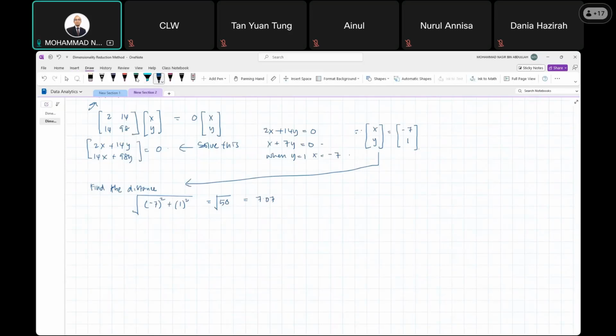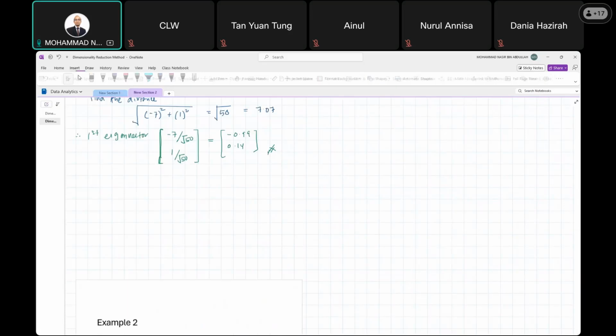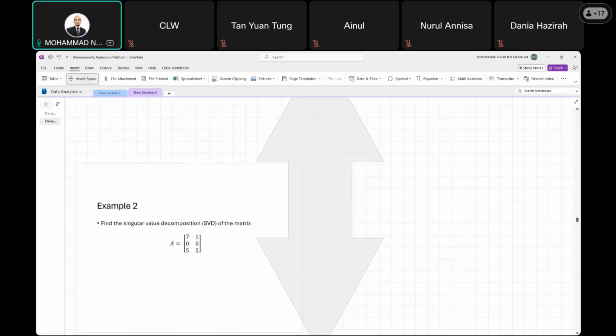So then our first eigenvector will be negative 7 divided by square root of 50, and 1 divided by square root of 50, right? We just divide the value of the eigenvector by the distance. So this one should be equal to negative 0.99 and 0.14, right? So this is the first eigenvector. We have two eigenvectors to calculate in U, so we repeat the same step for lambda equal to 100.